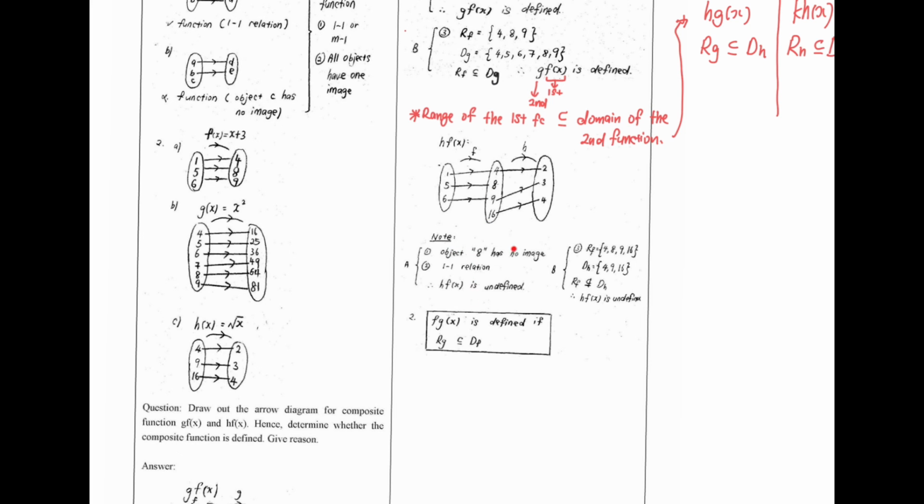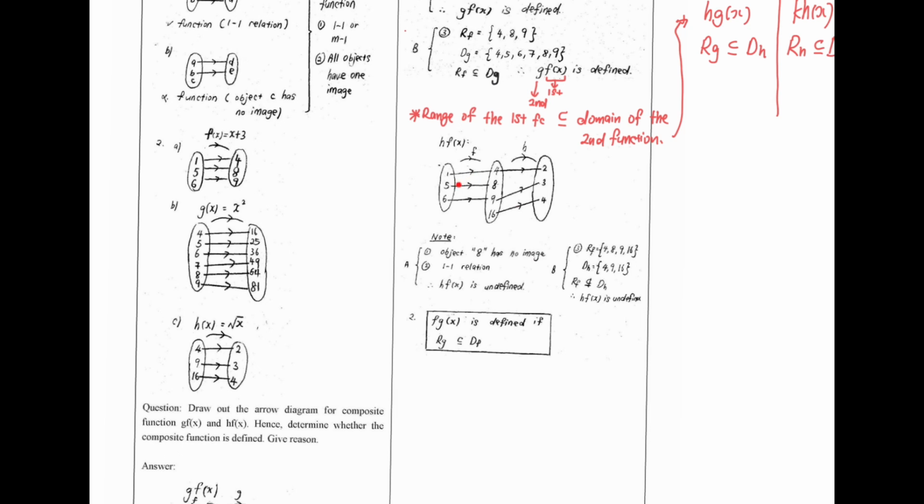So it fails over here, no? It fails to satisfy that condition. It is a one-to-one relation, so it's one-to-one, no problem. But it cannot fulfill that all objects have one image. It cannot fulfill this condition. So because of that, hfx is undefined.